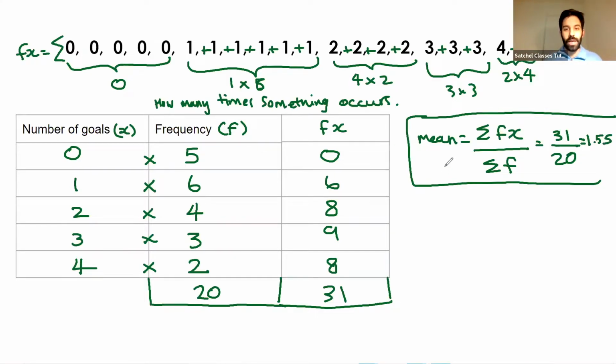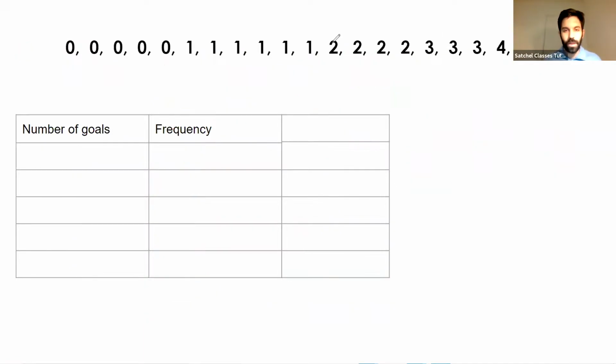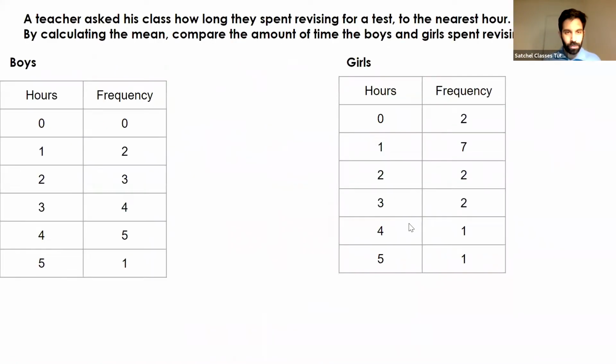All right, and if I rub out what I've done, and moving on to the next example. So here it says a teacher asked his class for how long they spent revising for a test to the nearest hour. By calculating the mean, compare the amount of time the boys and the girls spent revising for the test. So again, we can start by doing this example visually.